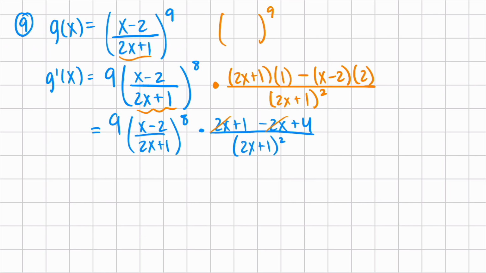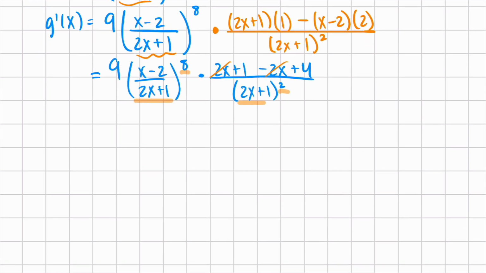My 2x's cancel. And then notice that you have 2x plus 1 to the 8th and 2x plus 1 squared, all in denominators. And then I also have 4 plus 1 right here as well. So I'm going to have, let's see, I'm going to say 9 times x minus 2. Let's do one more step. Times 5 over 2x plus 1 squared.